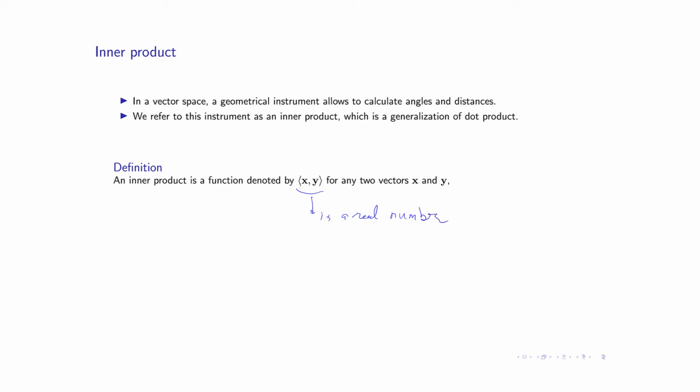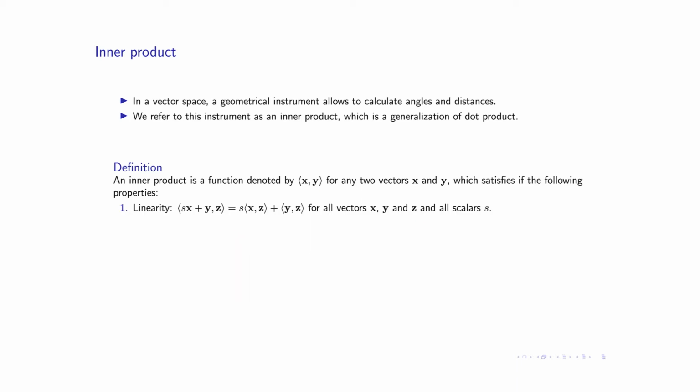So the inner product is a function from your vector space to the power of 2. You have two inputs, x and y. These are random vectors, and the output of this inner product is a real number. This is a generalization of the dot product. So it should have three important properties.